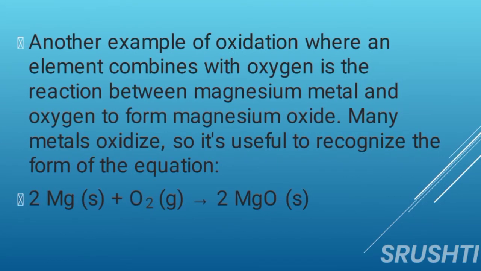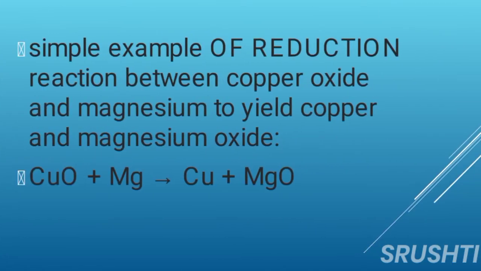Another example of oxidation, where an element combines with oxygen, is the reaction between magnesium metal and oxygen to form magnesium oxide. Many metals oxidize, so it's useful to recognize the form of the equation, that is 2Mg + O2 gives 2MgO. A simple example of a reduction reaction is between copper oxide and magnesium to form copper and magnesium oxide, that is CuO + Mg gives Cu + MgO.